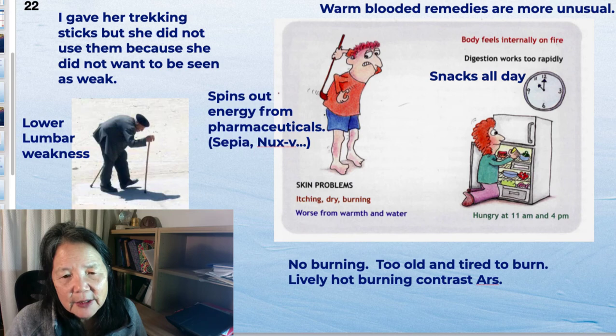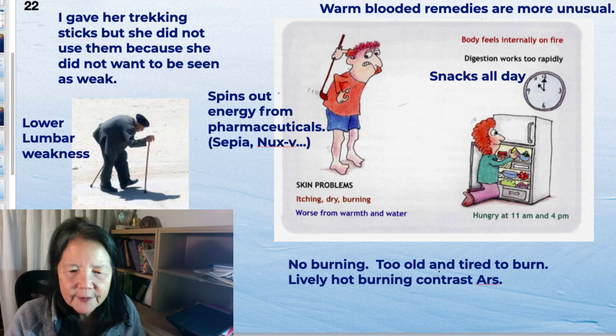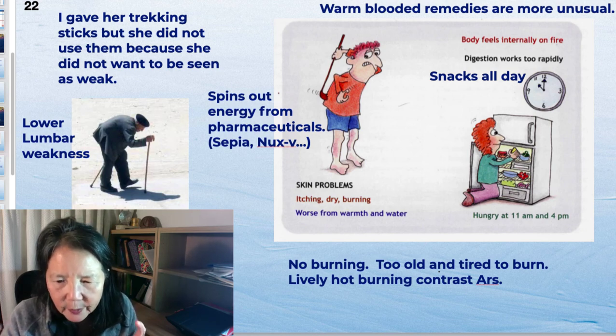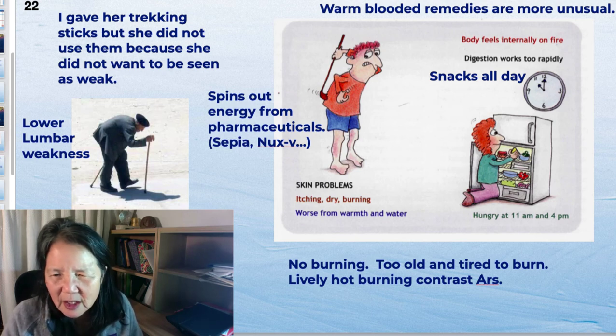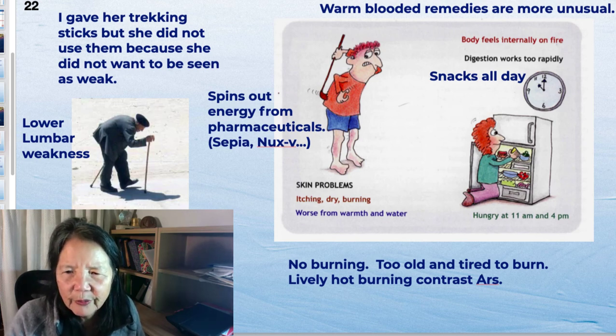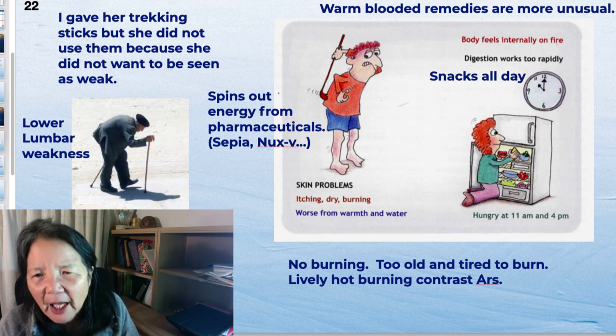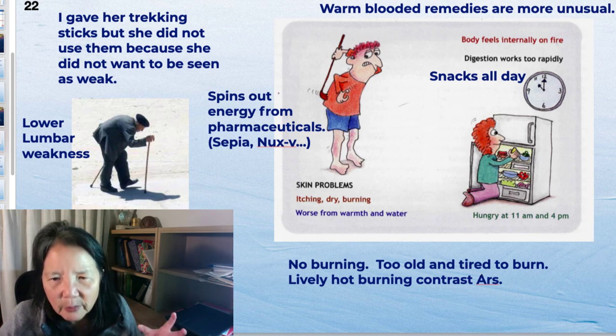And there's something about sulfur that it's burning. The head, the top of the head, the feet, the hands all tend to be burning, and the skin problems are dry and burning. Okay, and I didn't hear a lot about burning. I think maybe she was too old and too tired to burn. But the burning of sulfur is very hot and lively. It's a live burning. This is in contrast to arsenicum, where the burning is dead coals, things that are black, dark, not a bright burning.